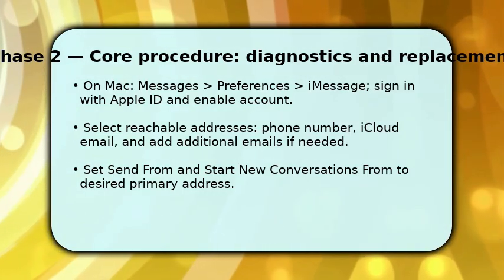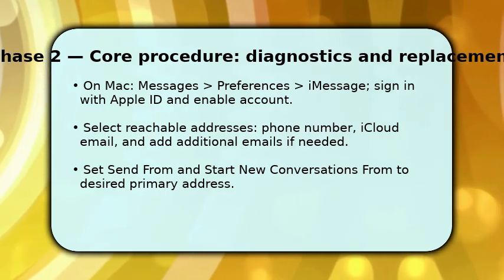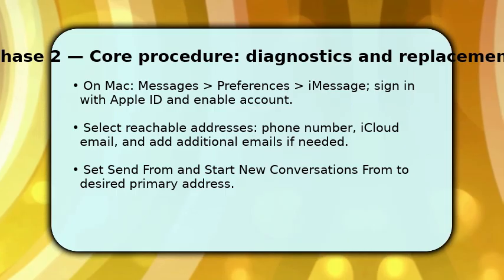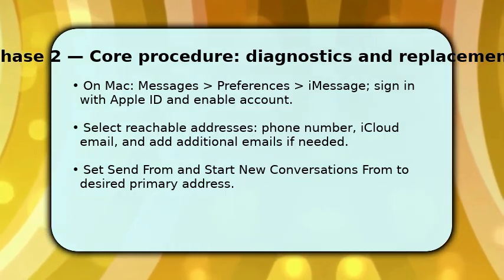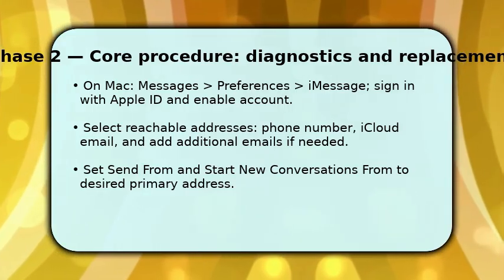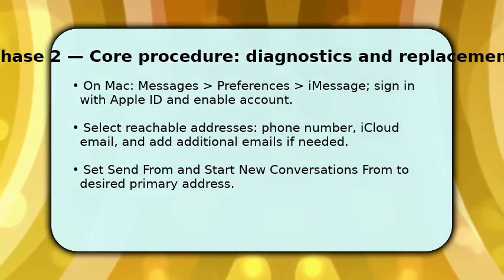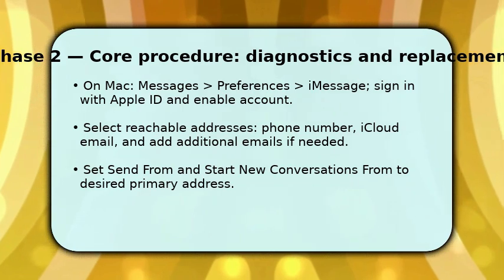On iPhone, mirror these choices under Send and Receive. Choose your preferred send from address so new conversations show the right identity. If you use an iPad, repeat the sign in there. These steps prevent duplicate threads and keep replies coming from the correct contact.